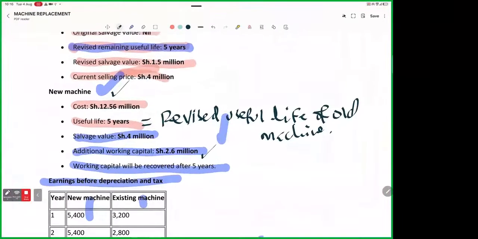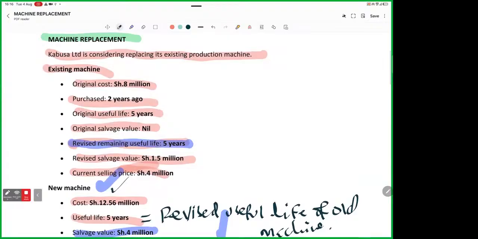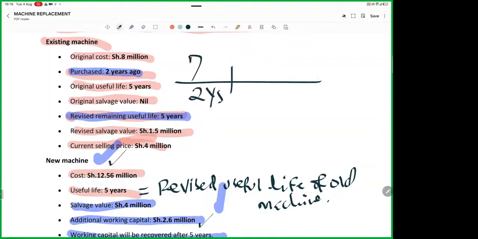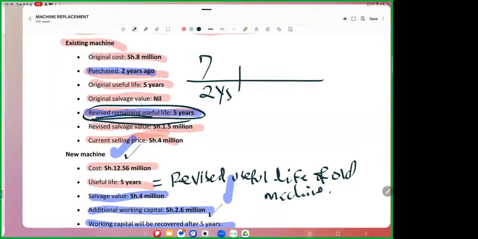Now, so you see, my very good students, we are through with this. Remember, in total, the existing machine had 7 years, because we acquired it 2 years ago. And then you can see the revised remaining life. That's what they're saying here. Revised remaining life is 5 years. Now, please listen, because if you get this right, you can never ever go wrong.